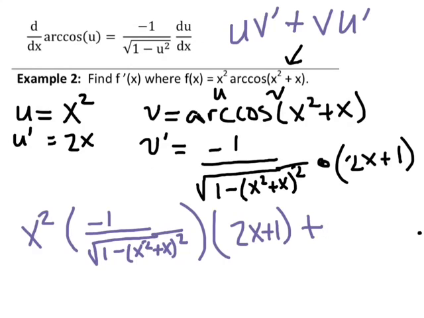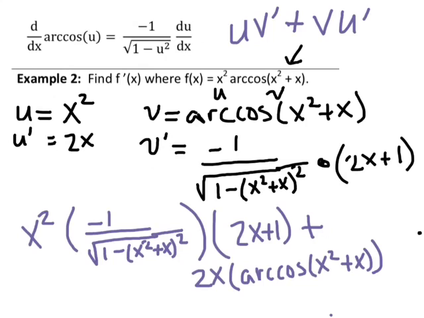Plus, and then we have v u prime, but in this case it's 2x times the arc cosine of x squared plus x. And that's my answer. So it's fairly easy now that I've figured out what it is that I have to do for these kind of problems.